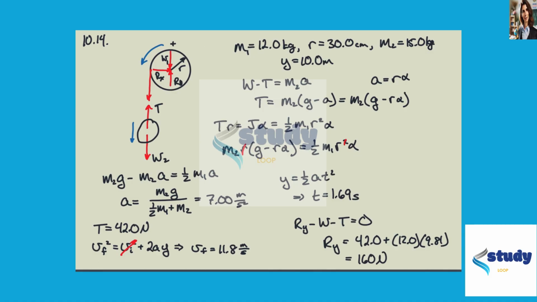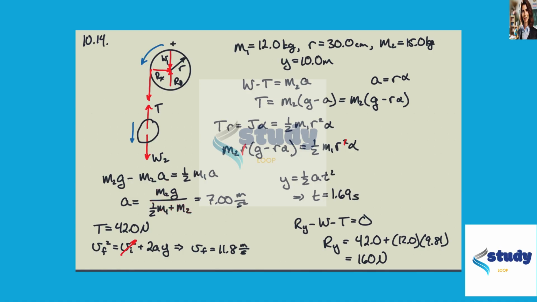In this case we know what M2 is. We're looking for alpha, but I substituted in A, so this goes to A, this goes to A, and then we can solve for A. Because we wanted the linear acceleration instead of the angular, I substituted back in. Now we get the acceleration of the bucket is M2 G divided by (1/2 M1 plus M2).